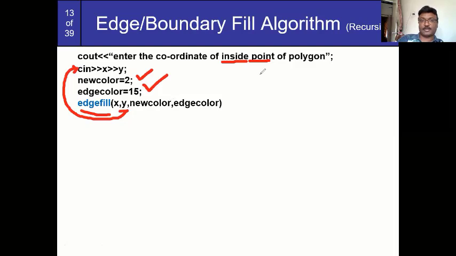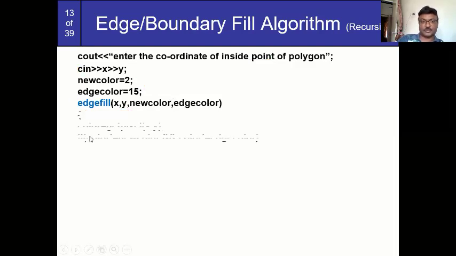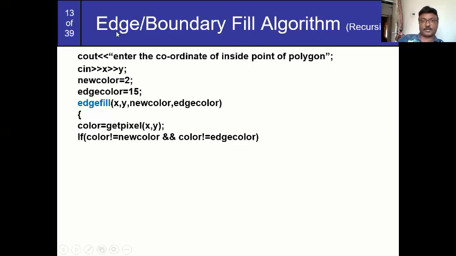Now how can you write this function? I have to start with void, opening curly bracket, then color. Color is equal to get pixel x y. This x y returns the present color. And then if color is not equal to new color and color is not equal to edge color, then you can fill. Here you have to consider the different edge color.